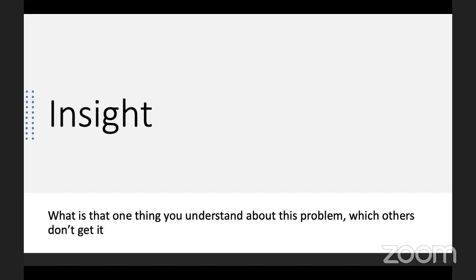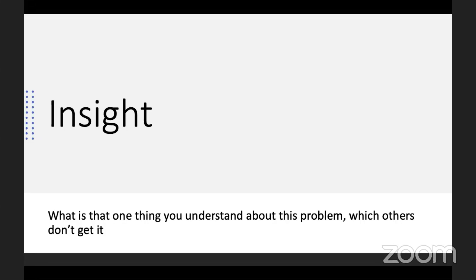So likewise, you might have an insight into a problem, and then you want to see how you can use that as an unfair advantage competing with people. So try to see what's that insight you have. If you can answer this question for your startup, what is that one thing you understand about this problem which others don't get? And if you can give a very good answer to this, most likely you are working on a great problem, and a problem that you understand better than most of the other people.